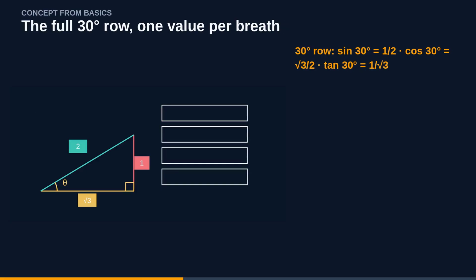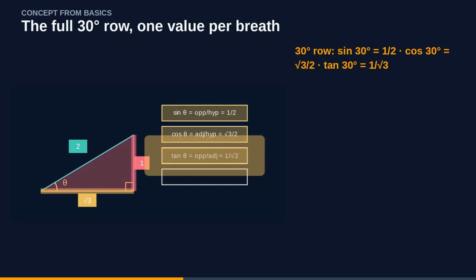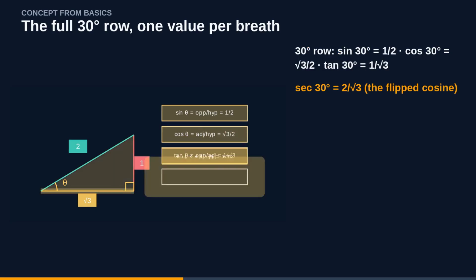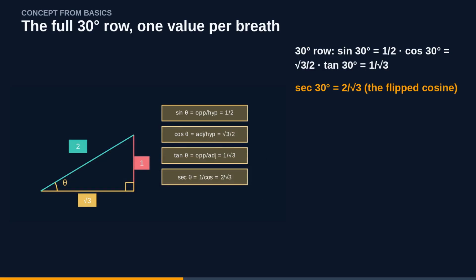Finish the 30-degree row. Sine of 30, opposite over hypotenuse, 1/2. Cosine of 30, adjacent over hypotenuse, √3/2. Tan of 30, opposite over adjacent, 1/√3. And when a question wants sec of 30, flip the cosine you already hold, 2/√3.